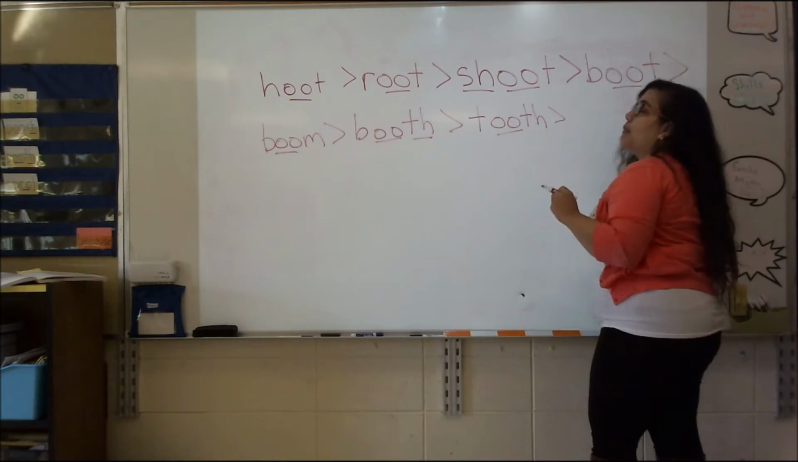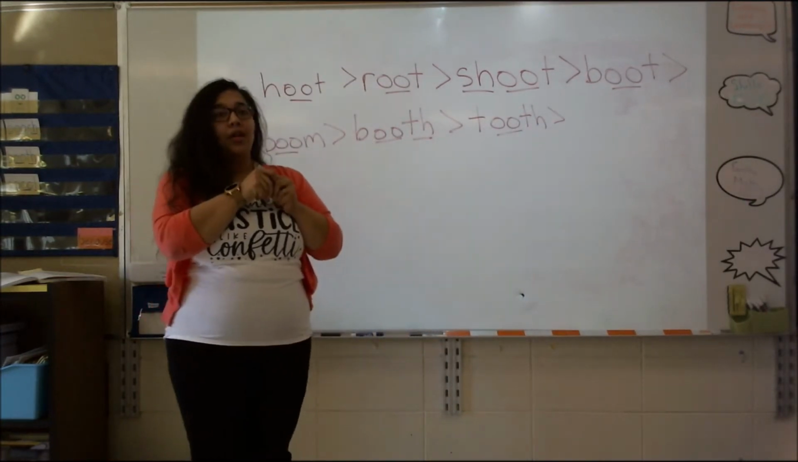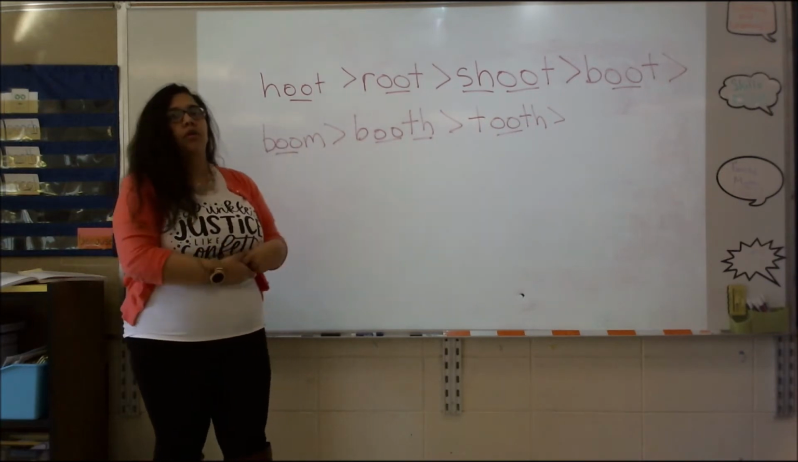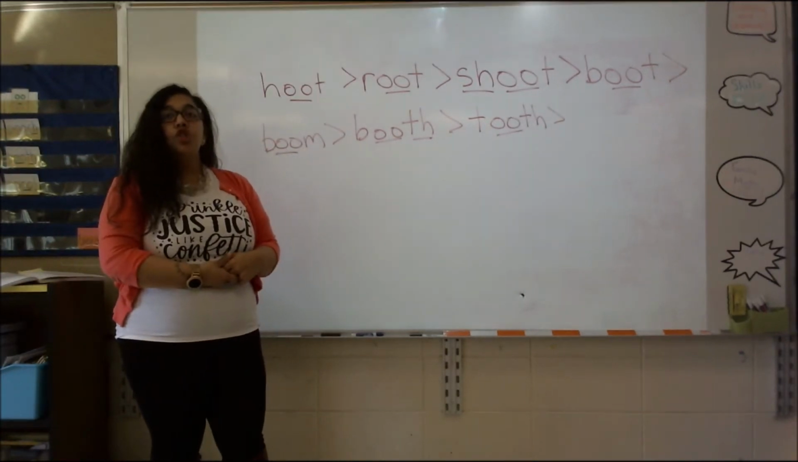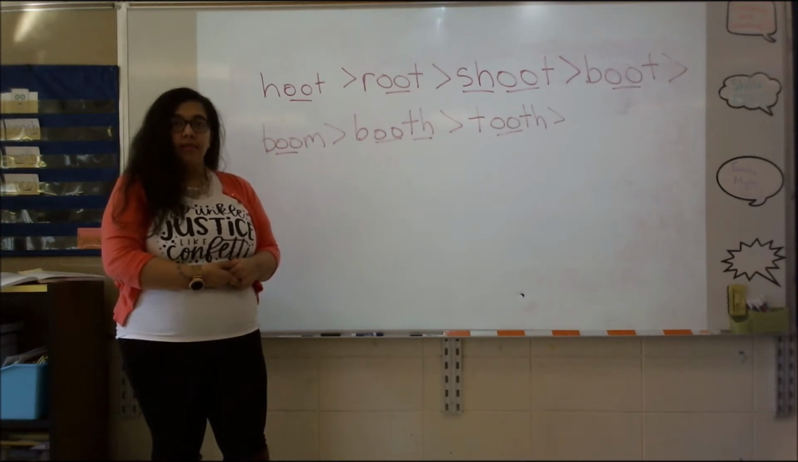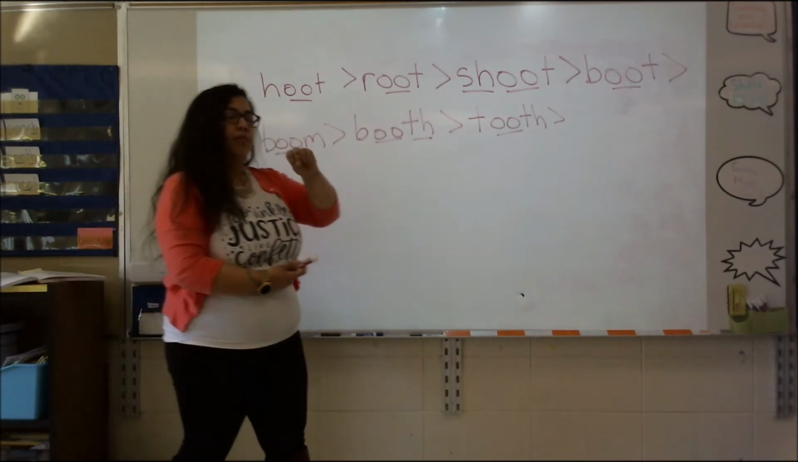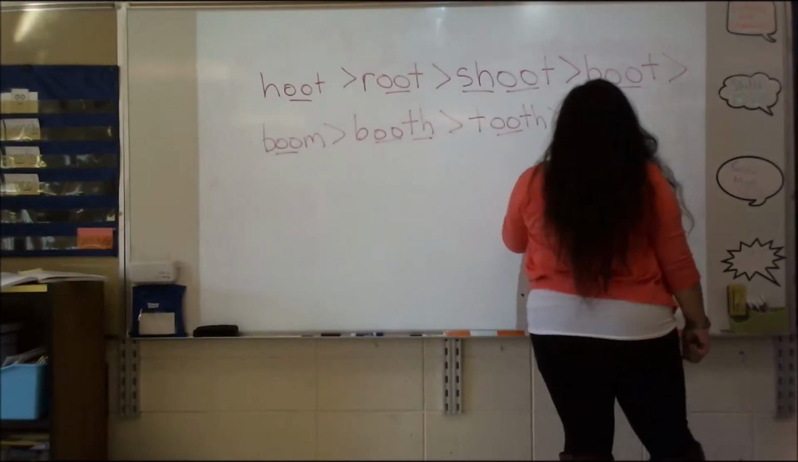Tooth. From tooth to two. That's the number 2, but like me too, like also. From tooth to two. What change am I making? Good, I'm going from three sounds to two sounds. So I'm changing it by removing a whole sound.